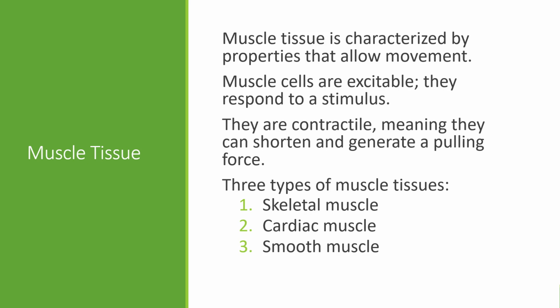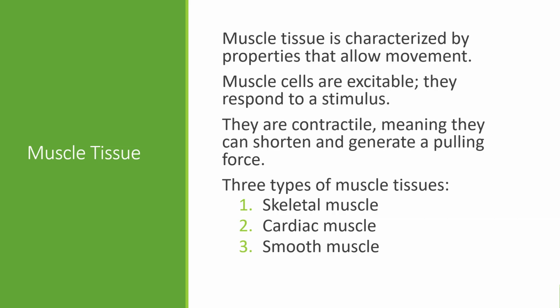Muscle tissue is characterized by properties that allow for movements. Muscle cells are excitable. They respond to stimulus, to electrical stimulus. They are contractile, meaning they can shorten. And when they do that, they cause a pulling force. Muscles are oriented in your body so that they're attached to one bone, they span a joint, and then they're attached to the bone below that, when we're talking about our limbs. And when that muscle shortens, it causes movement at the joint.